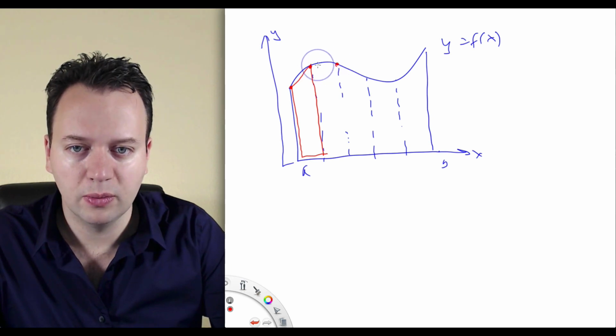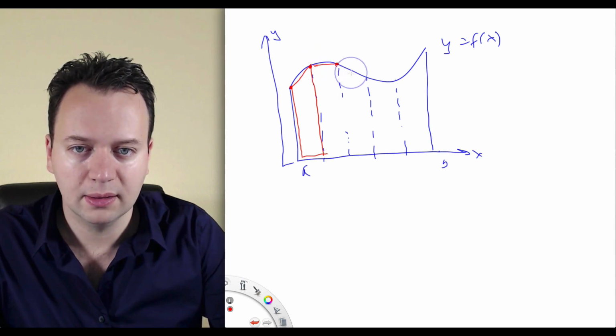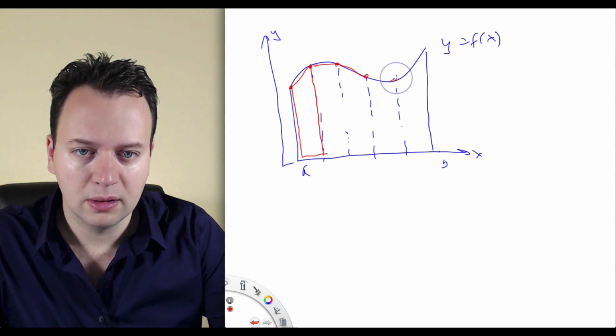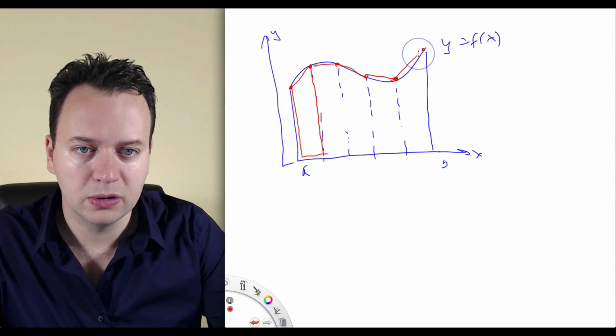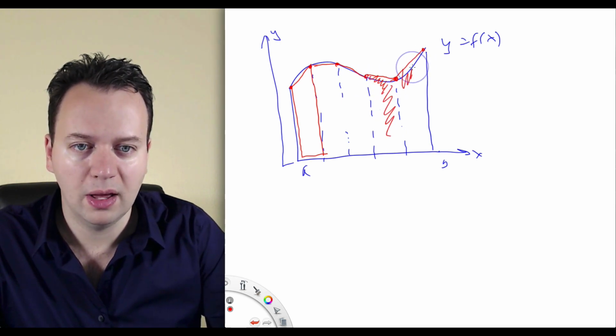We look at these two endpoints and we do a trapezoid like that. These two endpoints, we have a trapezoid here. These two points, trapezoid like this. Those two endpoints, trapezoid like that. So the approximation is going to be the area under the trapezoid.